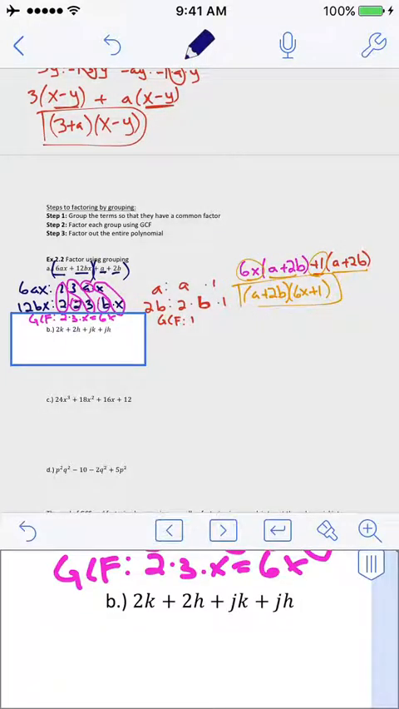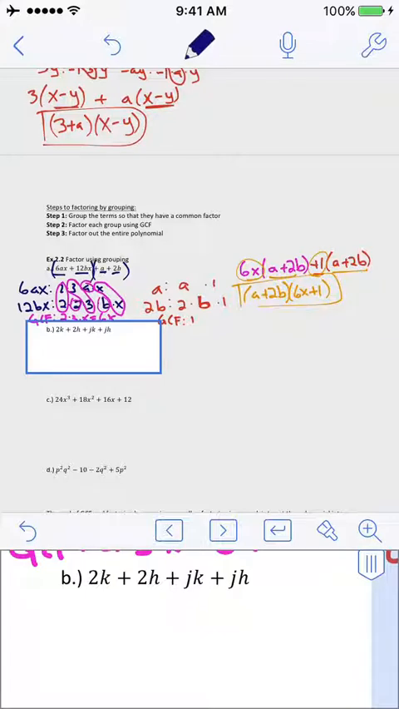Okay, let's do another one. So here we've got 2k plus 2h plus jk plus jh, right? I can see across the board there's nothing in common, but it's always good to check. And since there isn't, I'm going to go ahead and start grouping.